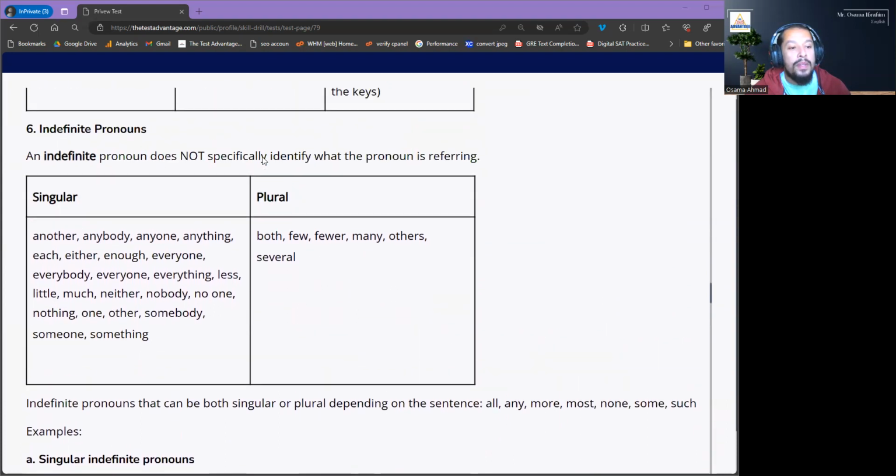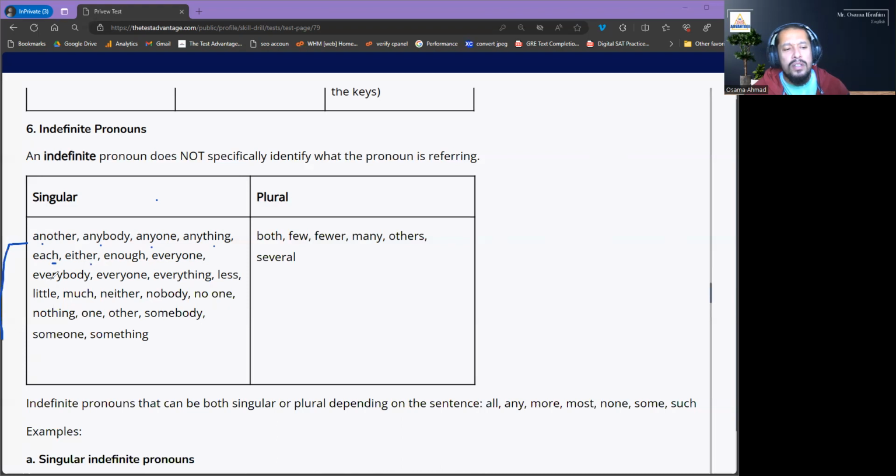Indefinite pronouns, ده برضو صداع. Okay. Indefinite pronoun يعني pronoun مش محددة. He, she, it, they, them, they're definite. يرجع لشخص معين. But these are indefinite. وانا عايزاكم تعرفوا الفرق برضو ما بين السنجولار والplural. وخدناها مع subject verb agreement. Another, anybody, anyone, anything, each, either, enough, and so on.